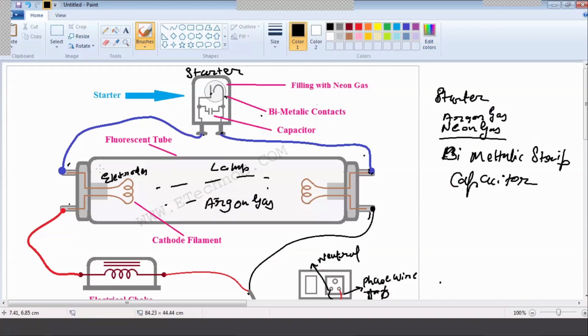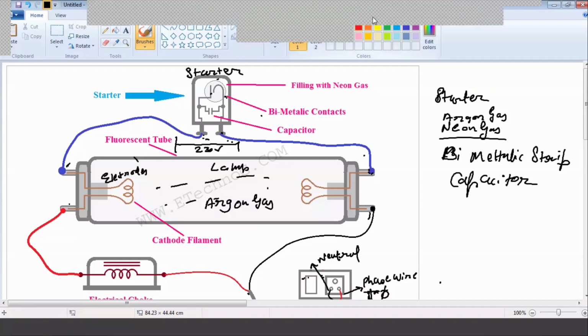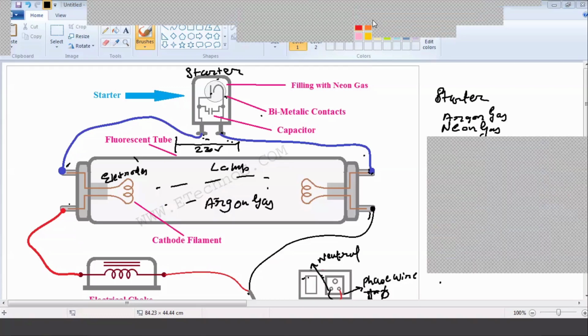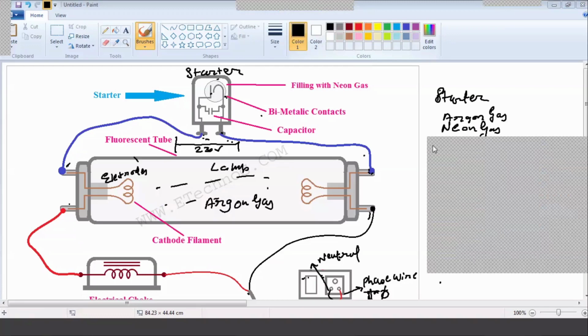But we are giving the supply from here. So when you switch on the supply, all the voltage will appear across this starter only, right? Because there is no current, so it is in parallel with this, right? Understood, students? Understood or not, students? Yes, ma'am. Can you explain the starter again?